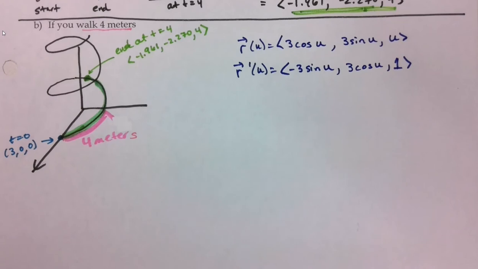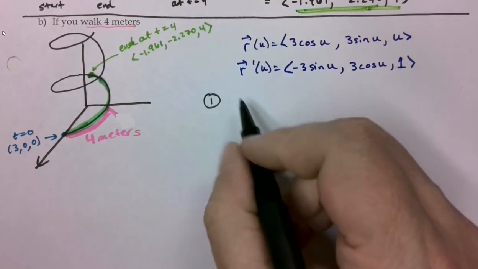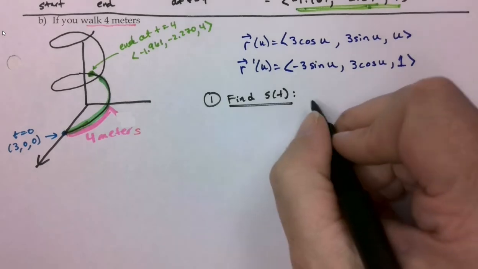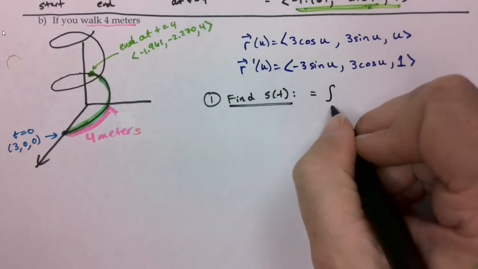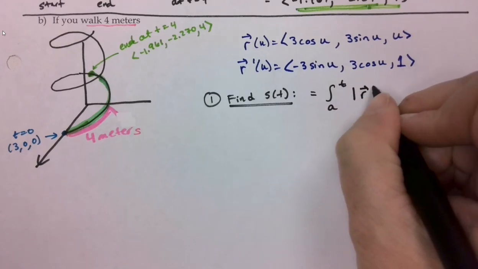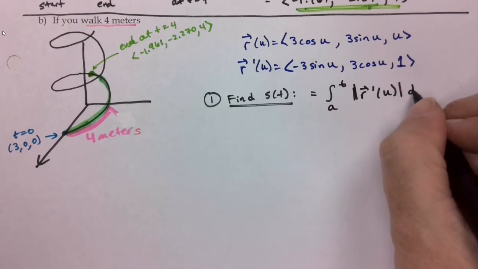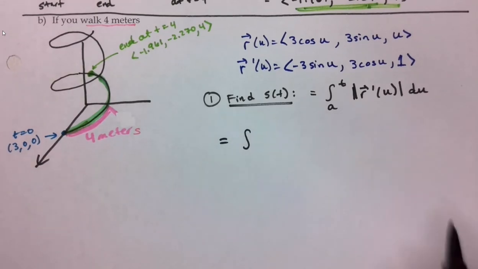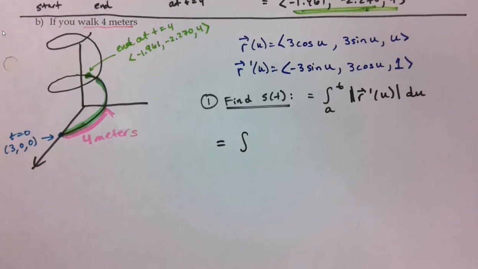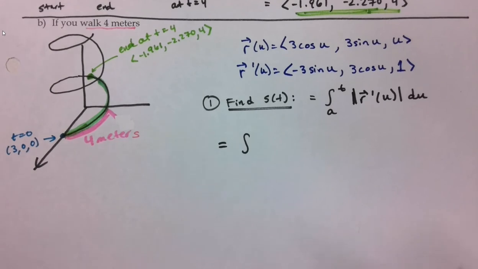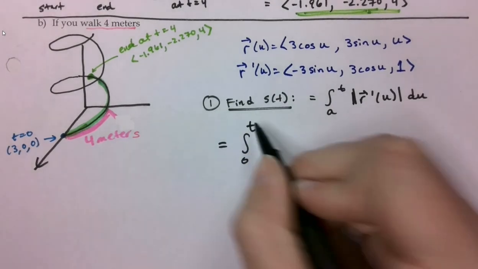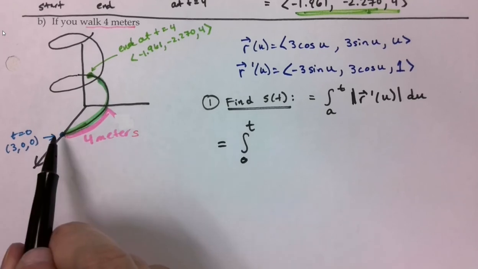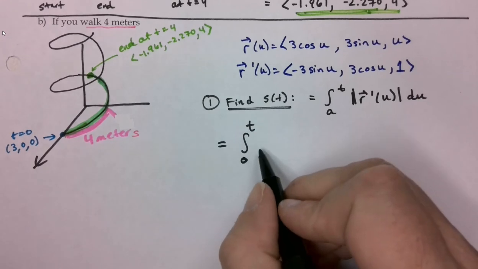So this will be step one. We're going to find s of t. To do that, we take the integral from a to t of the magnitude of r prime of u du. At time t equals 0, it was 0, so the lower limit is 0, up to t, whatever that might be. I know I'm starting at time and position 0. I haven't gone anywhere yet, so my distance, or my arc length, is 0.